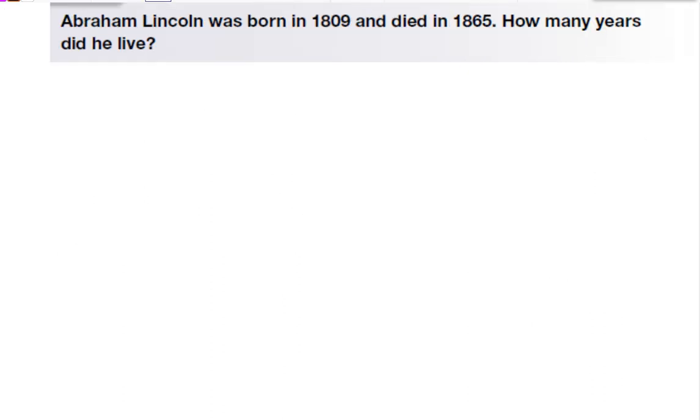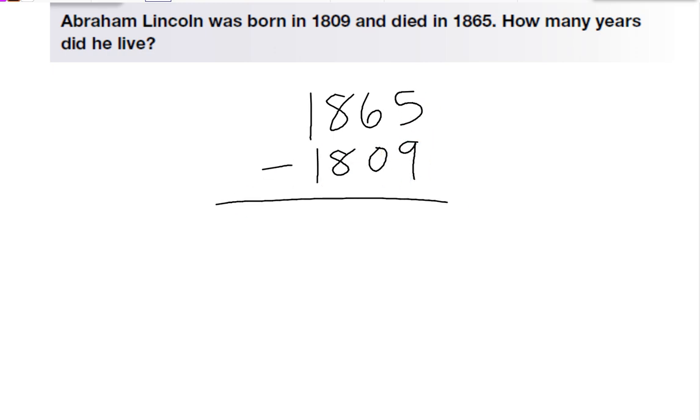Right, so here we have Abraham Lincoln was born in 1809 and died in 1865. How many years did he live? Again, this is an elapsed time. So I'm going to do 1865 minus 1809. So the later year minus the earlier year.